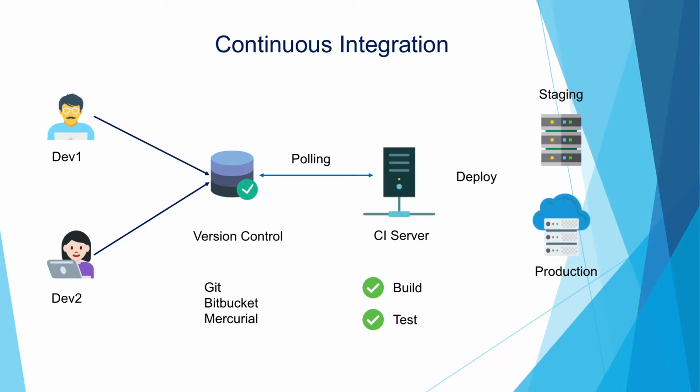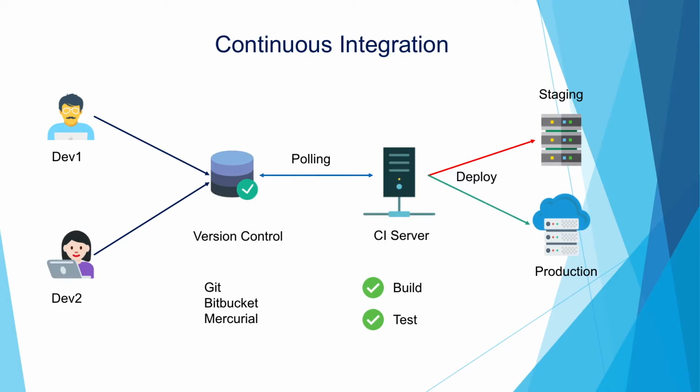So codes are written by various developers and are committed to a version control repo such as Git, Bitbucket, or Mercurial. For instance, CodeCommit, which is an AWS service. So every change is pushed to the repo and runs a build test to validate if the code is compiled correctly without any bug. And code is run in a CI server where the build and test happens.